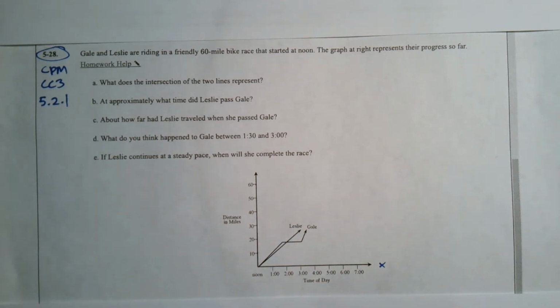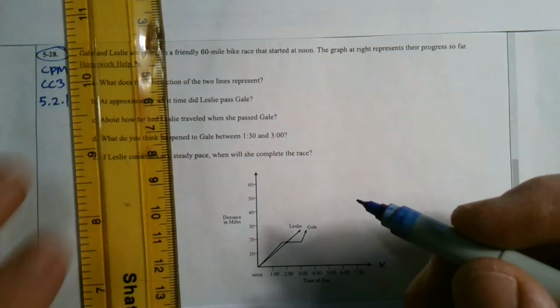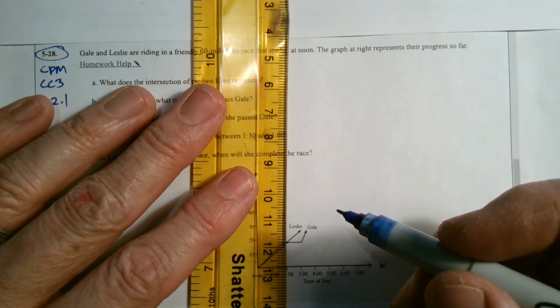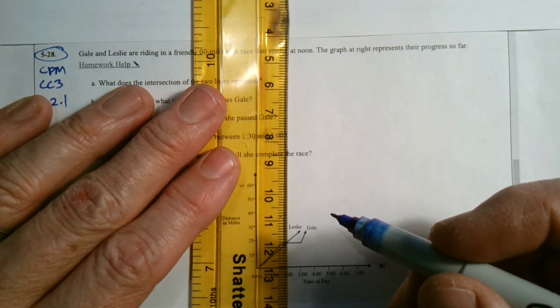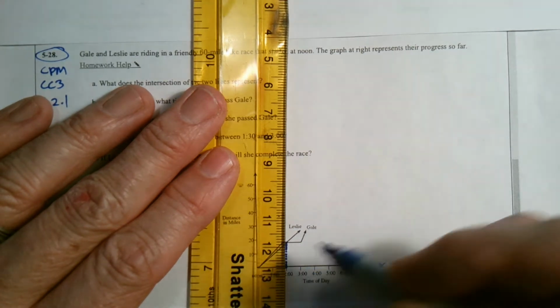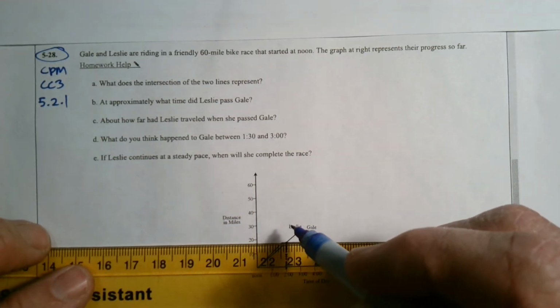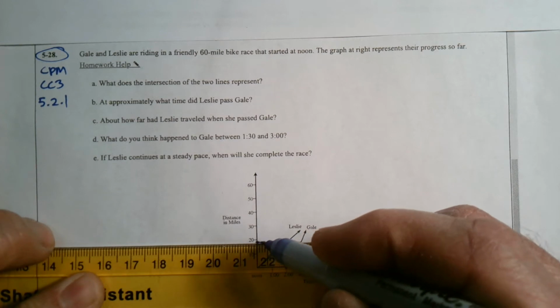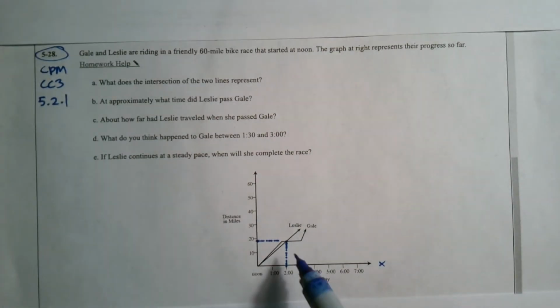So it asks, what does the intersection of the two lines represent? That's the first question it's asking. Given this graph, what does the intersection of the two lines mean? Well, let's analyze. The intersection is right there. If I use a ruler, I can bring my point there down to see where that is on the graph, and then the point across is right about here. So that intersection point tells us what?